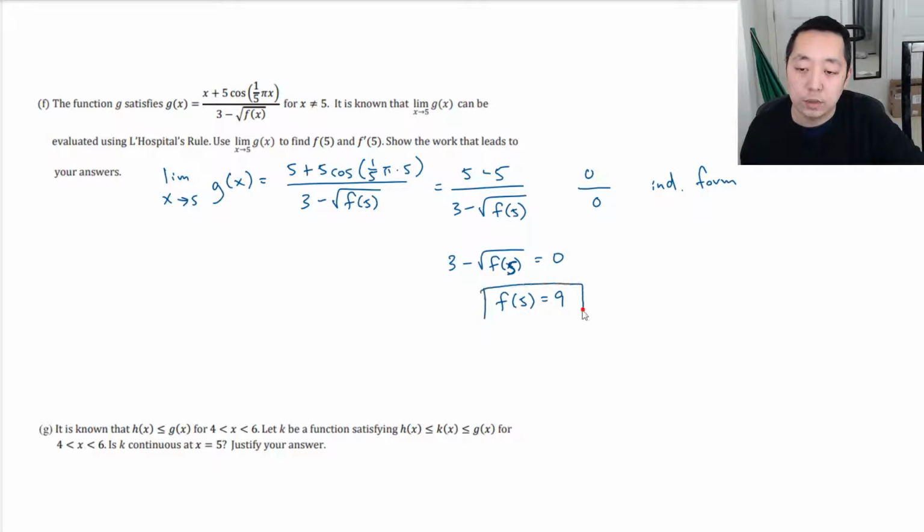Because the square root of 9 is equal to 3. So that's the first part there. Then we have to apply, so then we say, okay, I can use this and I can apply L'Hopital's rule to find a limit.